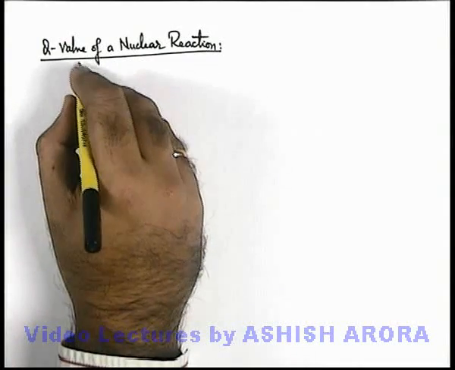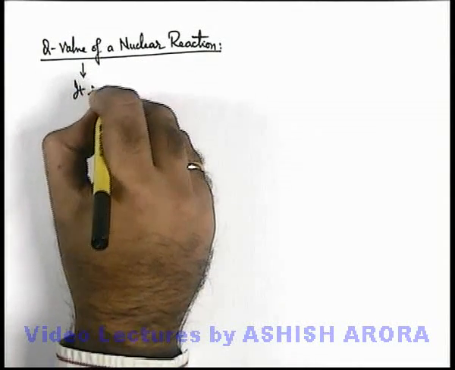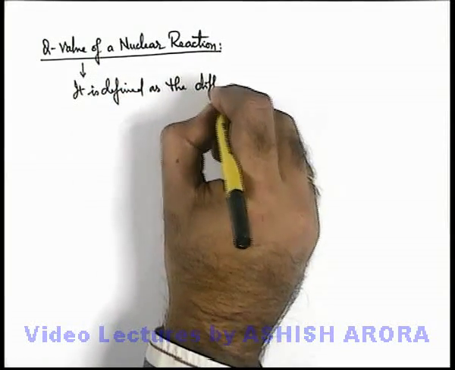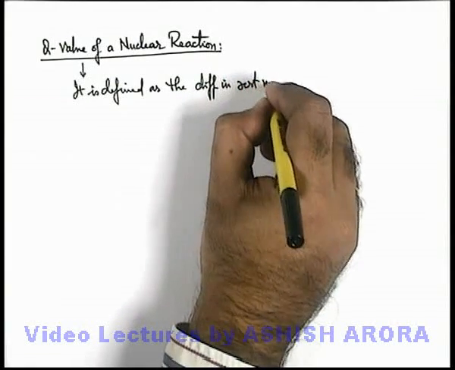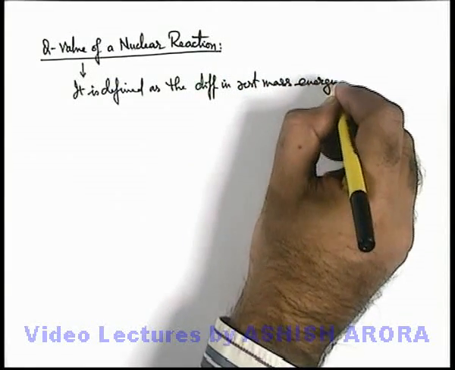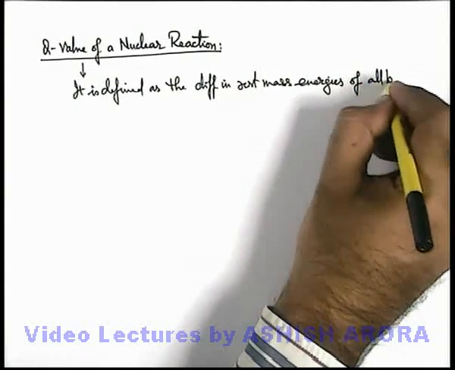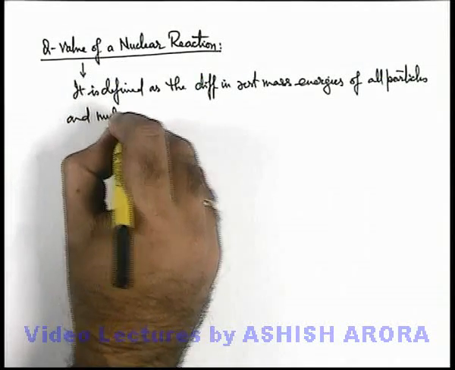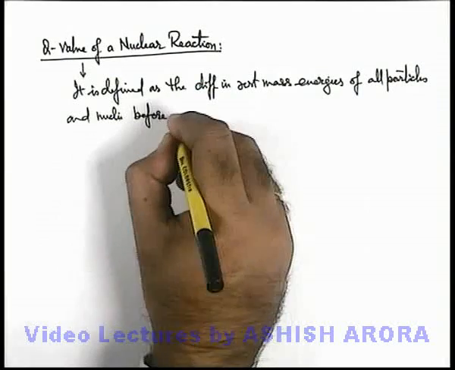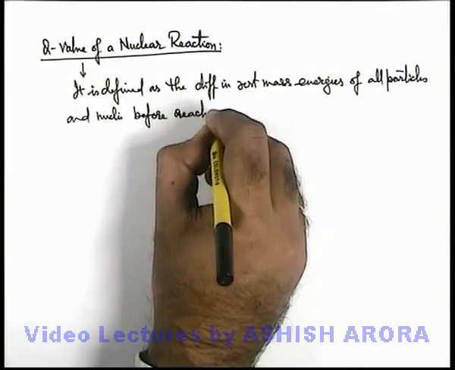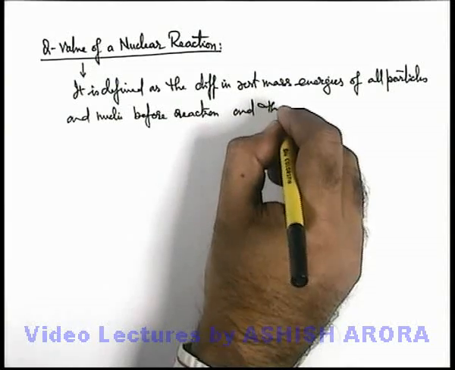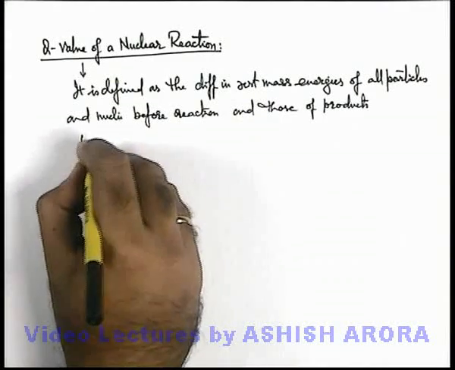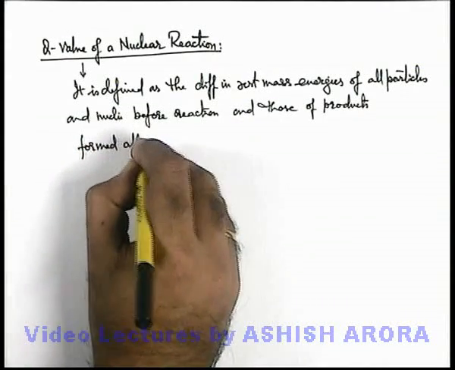About Q value, alternatively, we can also write that it is defined as the difference in rest mass energies of all particles and nuclei before a reaction and those of products formed after reaction.